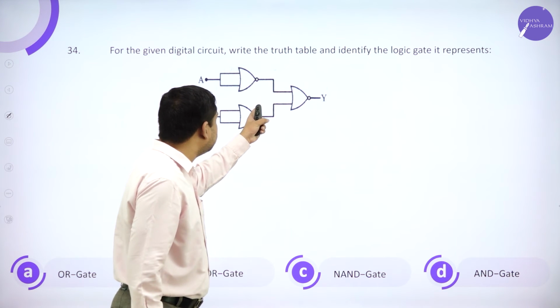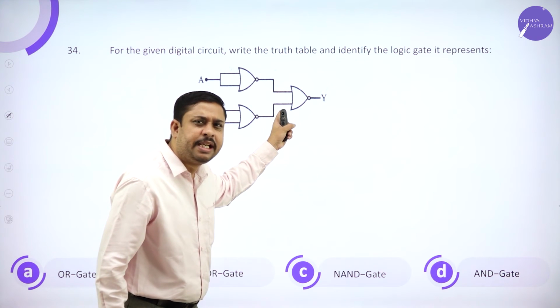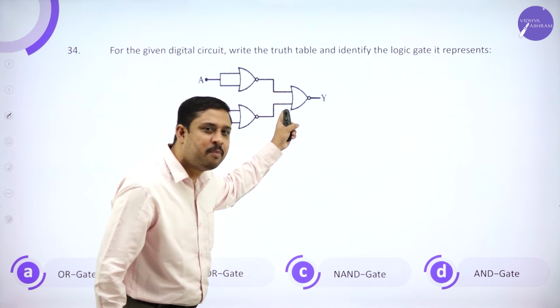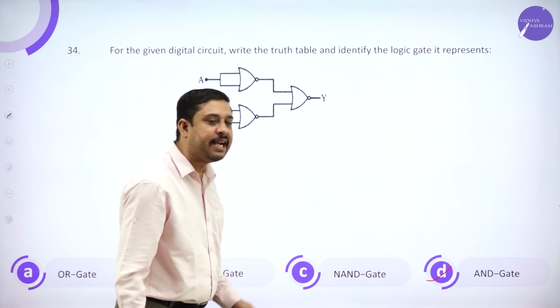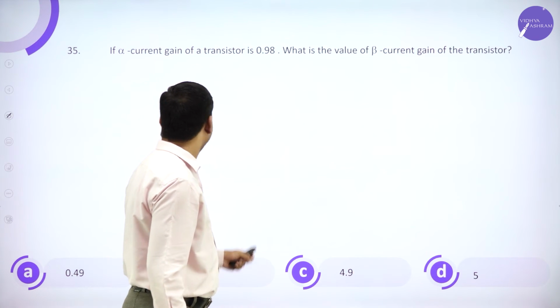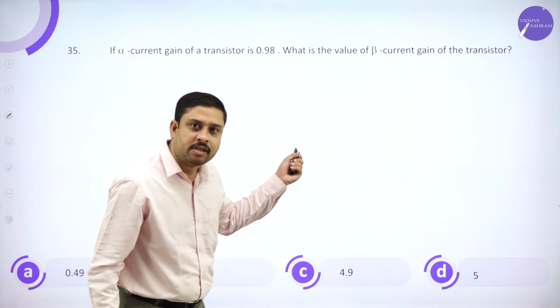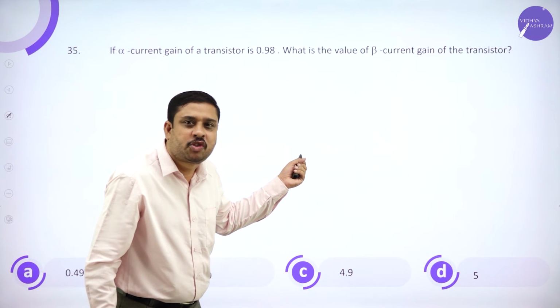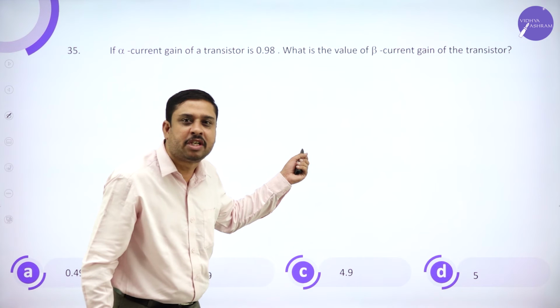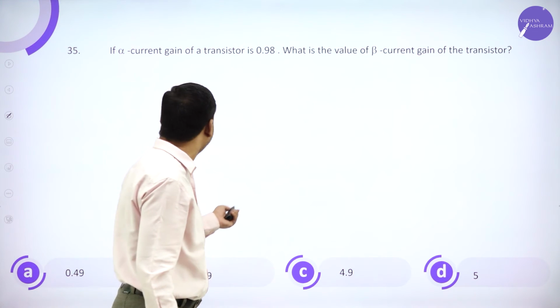For the given digital circuit, I have worked this out umpteen number of times, in almost all my previous sessions. It is an AND gate. Again, this is not in your present syllabus. Since you're not exposed to alpha, beta definitions, I don't concentrate on this.